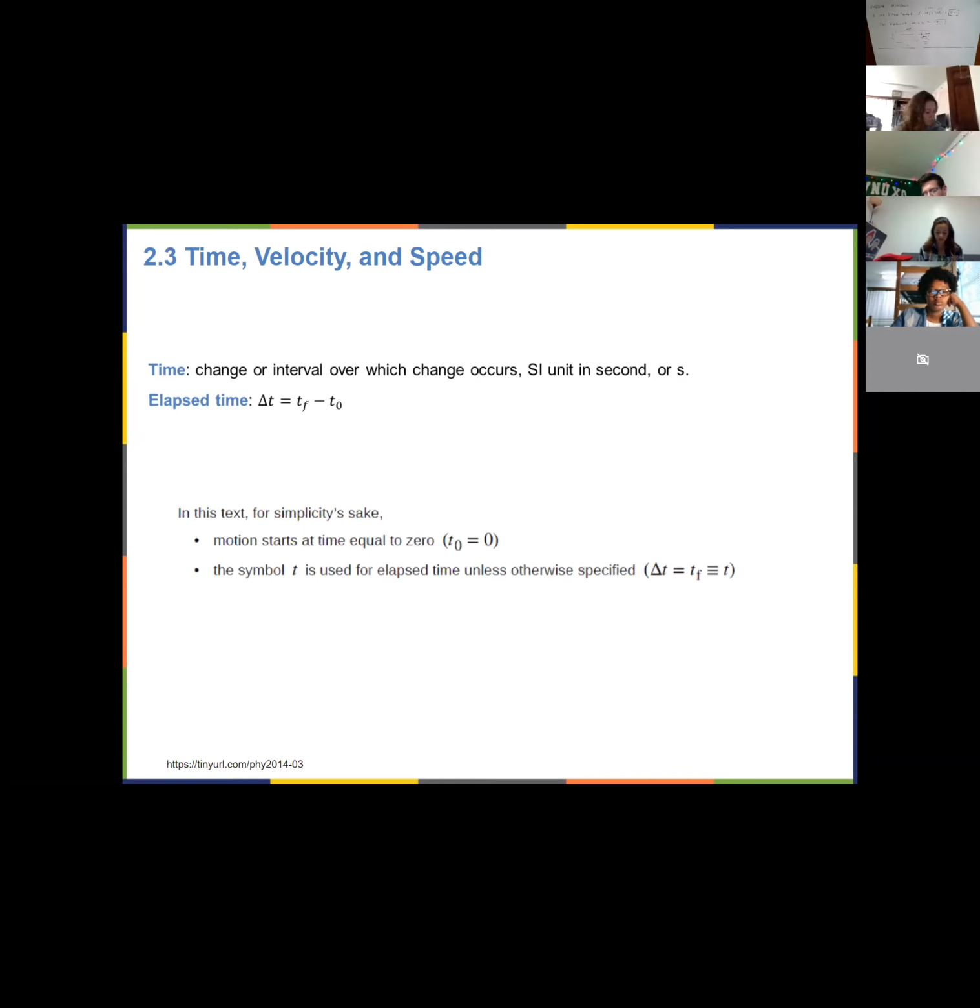So if we take t_0 equal to 0, then delta t is equal to t final, because delta t is equal to t final minus t_0. Now, this symbol with three lines just means equals to, always equal to. So in that case, t final is always equal to t. It's just another notation that says equals, meaning it always equals.